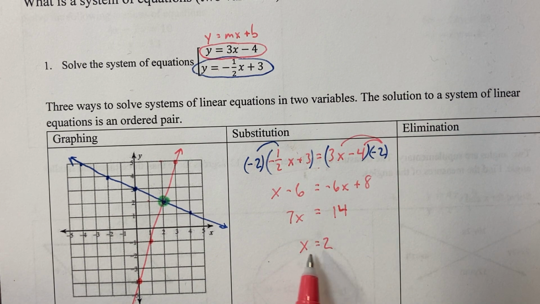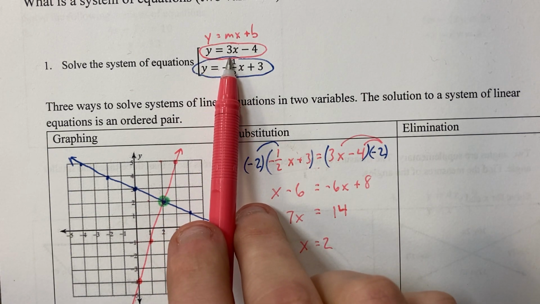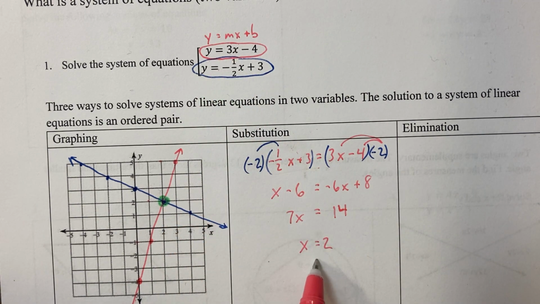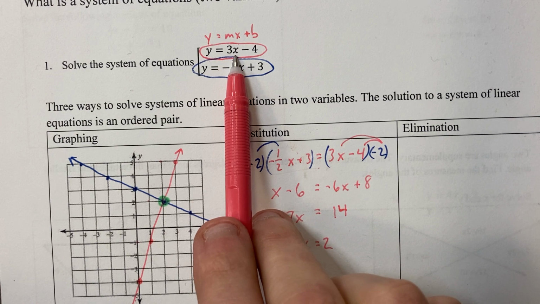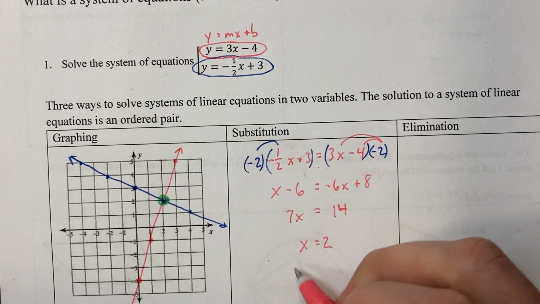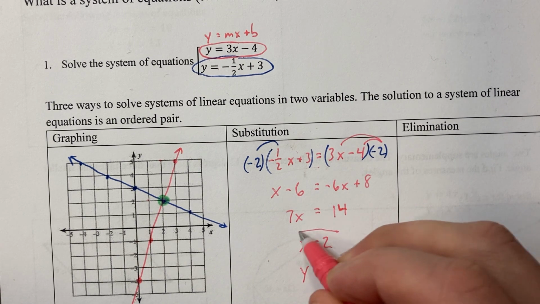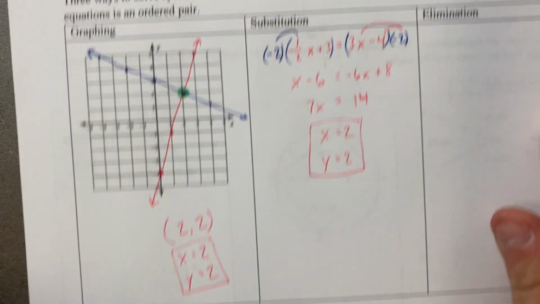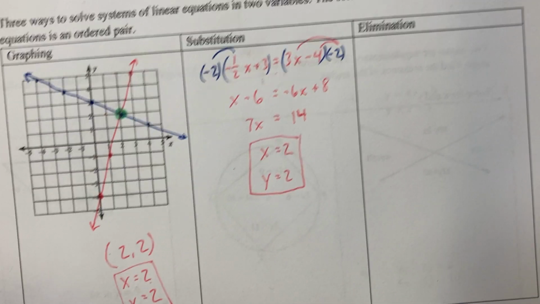Now you go and you take your 2 and you plug it in, like up here or something if you want. Plug in x equals 2. 3 times 2 is 6, and 6 minus 4 is 2. Oh, so y equals 2. See? We did it again. It's magic. It's the same answer as this, but we did it using substitution.